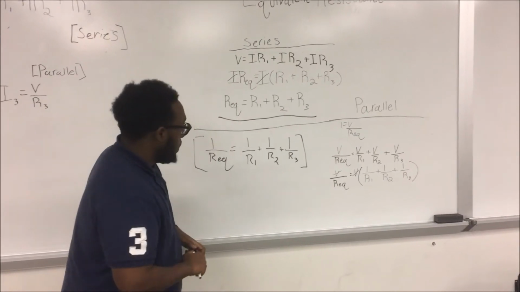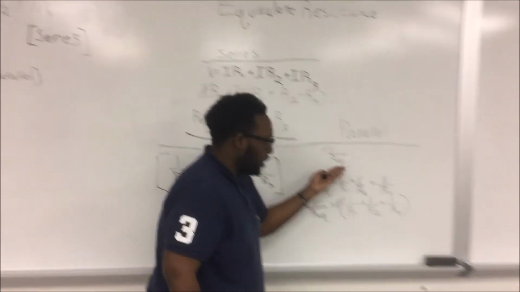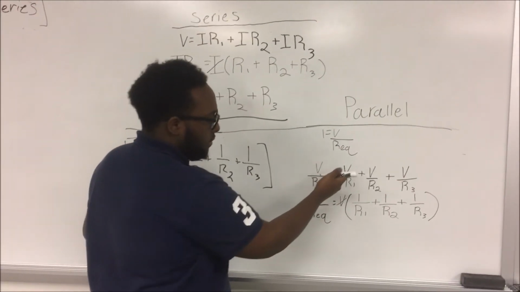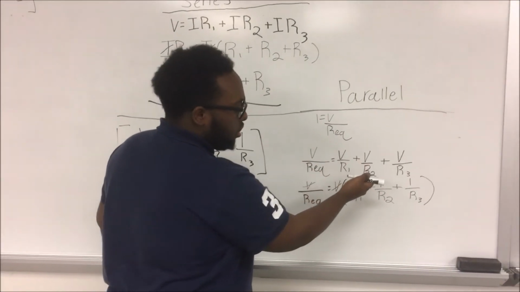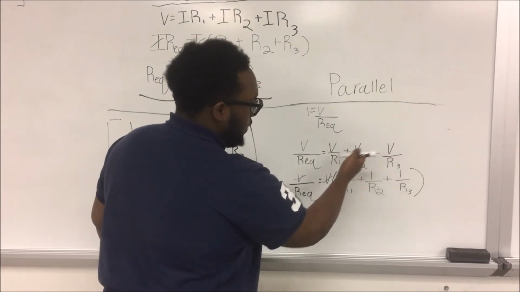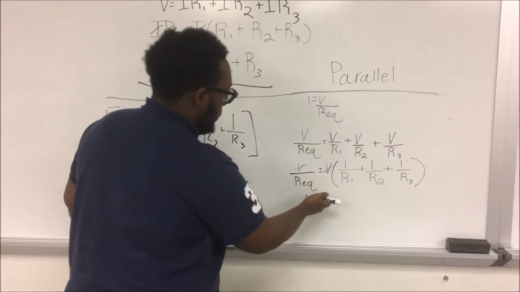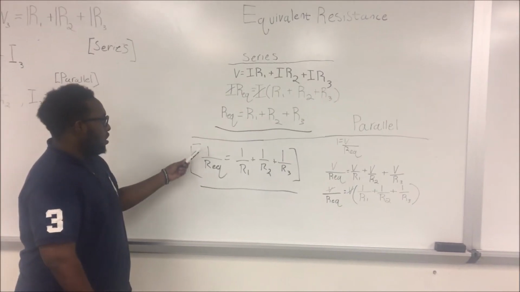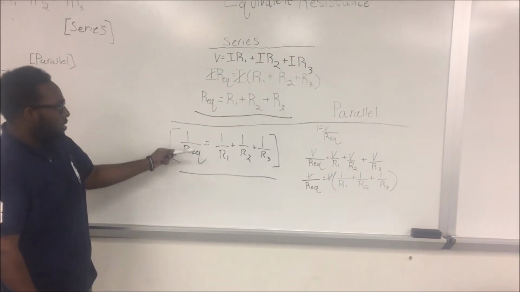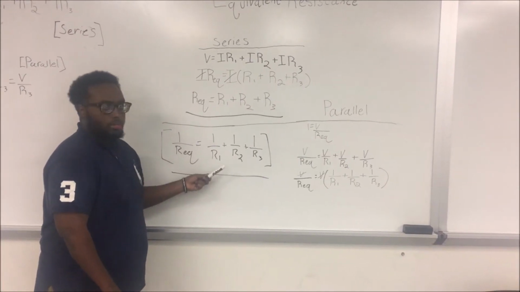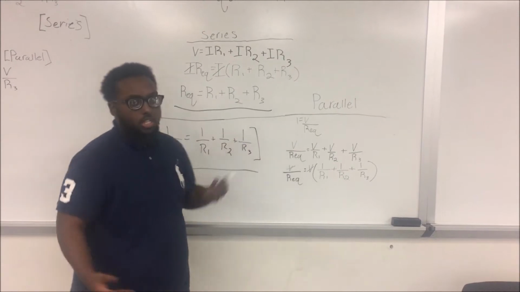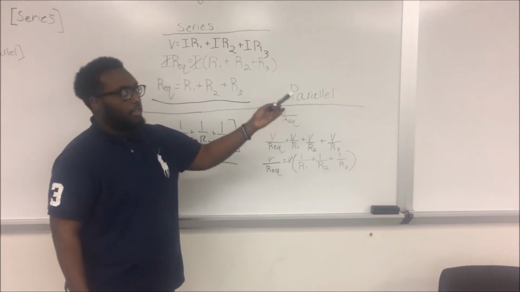And for parallel, we have I equals V over the equivalent resistance. So we have V over R equivalent equals V over R1 plus V over R2 plus V over R3. We can factor out the V's, and then it cancels out, and we're left with this final result, which is 1 over R equivalent equals 1 over R1 plus 1 over R2 plus 1 over R3. Now Jarvis will use these equations to solve these types of problems that have to do with series and parallel.